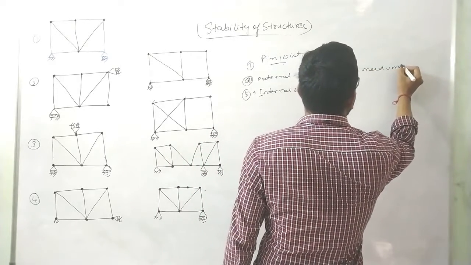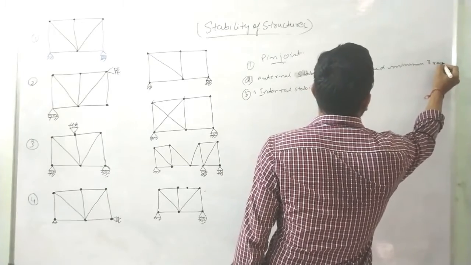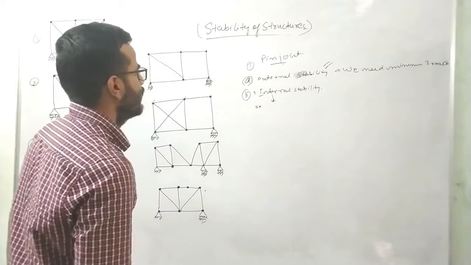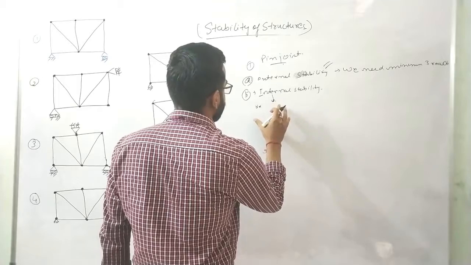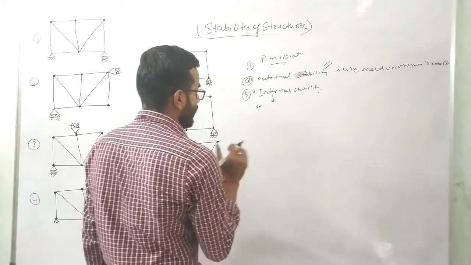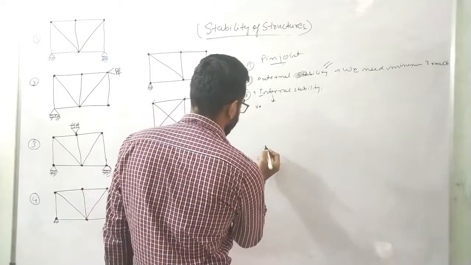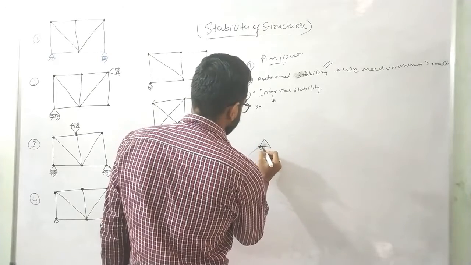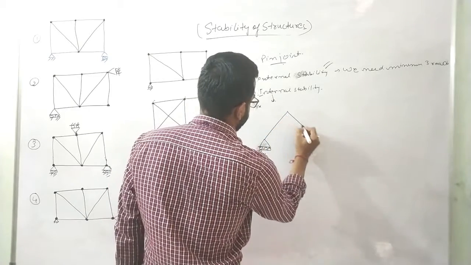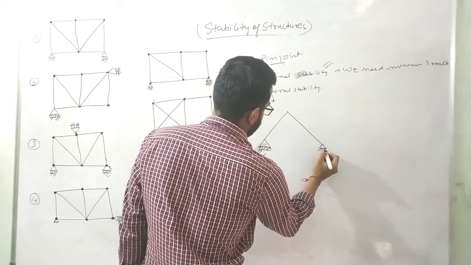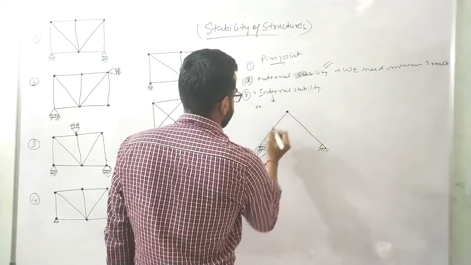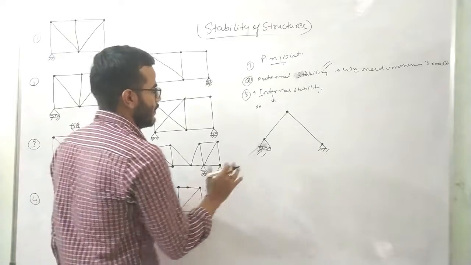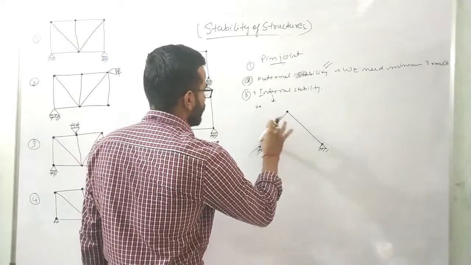We need a minimum of three reactions. Now, this is a very important part in terms of internal stability. Internal stability means that in a truss, sufficient members should be provided. What does that mean? Suppose I consider a simple truss. If I consider this, the point is that these members are joined by pin connections.